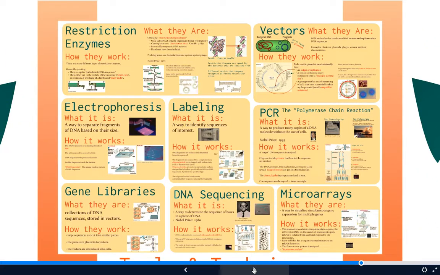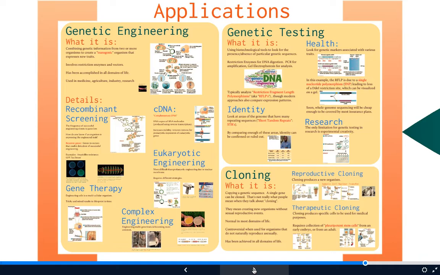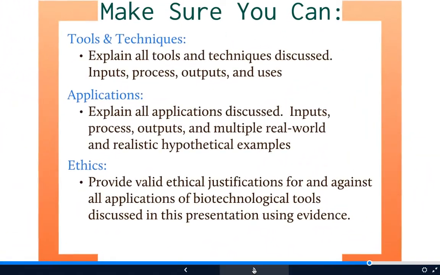All right, so those are some of the tools and techniques. You're going to be responsible for knowing how restriction enzymes work, what a vector is, how gel electrophoresis works, what DNA sequencing is, and PCR. Then we went through some of the applications of what genetic engineering is used for. So make sure you can identify the tools and techniques we just discussed, explain all the applications, and then ethics we're going to put to the side for now. It's very interesting, but in the interest of time, we're not going to do that.